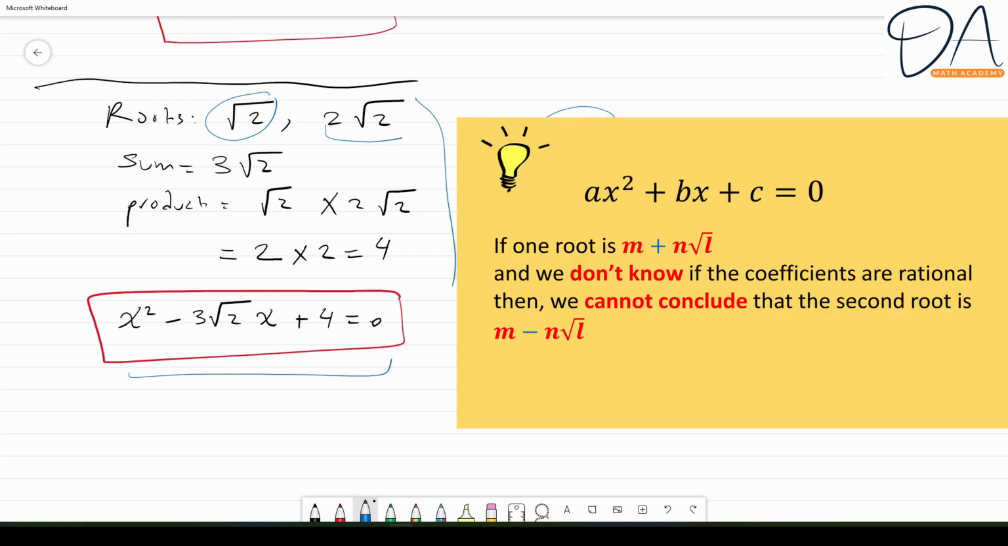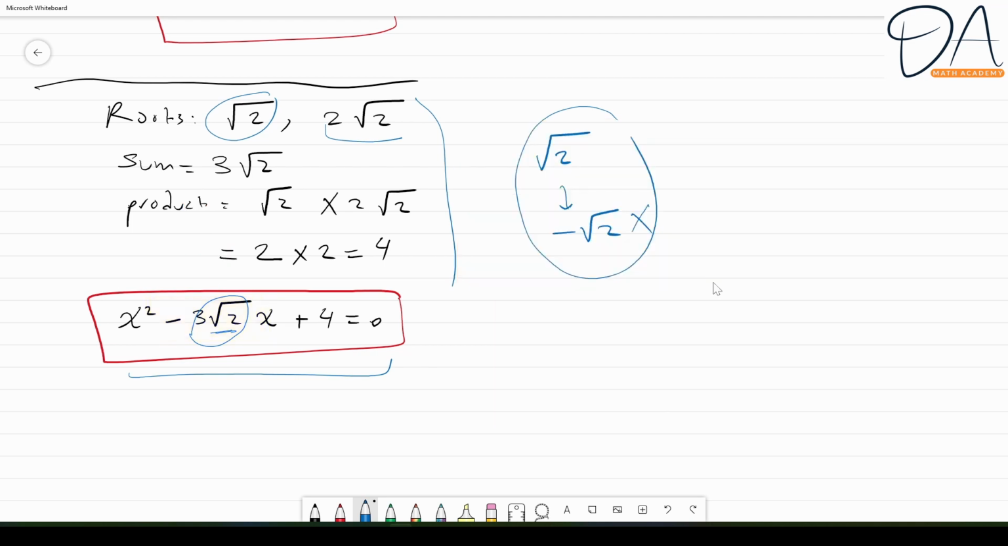You can see that the final equation that we have has an irrational coefficient. The coefficient is not rational. I cannot write this as a fraction. You can see there is square root of 2. So for an equation that has irrational coefficients, you may end up with irrational roots that are not conjugates. So keep that in mind. If the coefficients are rational, then you can make such a conclusion that the irrational roots are conjugates.